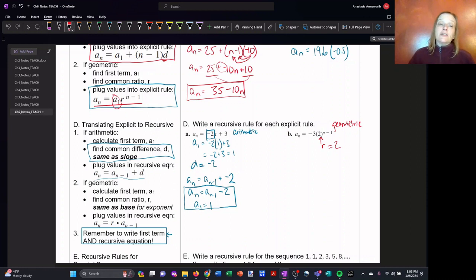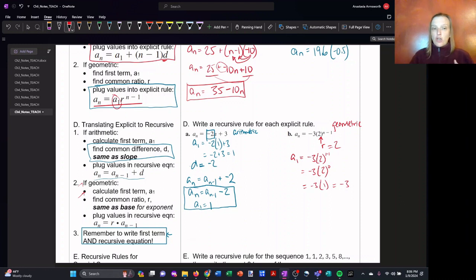Now, I actually skipped my first step here. I said it was geometric. I now need to calculate my first term. So let's say, what is the first term? Wherever I see the letter n, I'm going to replace it with the number 1. So I have -3 times 2 to the 1 minus 1 power. So that's -3 times 2 to the 0 power. Well, we know that anything raised to the 0 power is 1. So what I have here is -3 times 1, and that equals -3. So my first term in this sequence is -3.